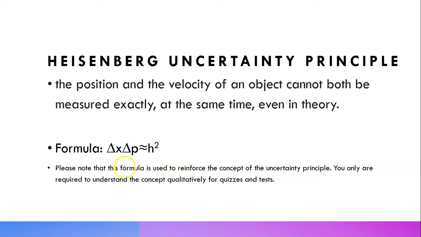And basically, this idea of measuring winds up breaking down the wave function, and therefore you cannot know both. Delta x represents the uncertainty within the position. Delta p is the uncertainty within the momentum, and thus the velocity. Okay, and again, this is purely just to reinforce the concept.